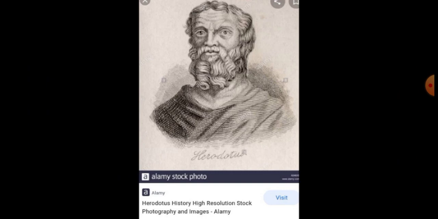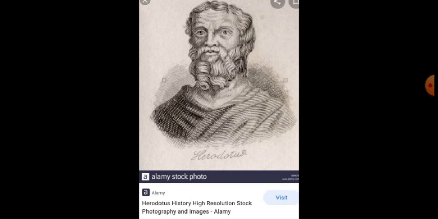Okay, the first one is prehistory. Pre means before, that means in the early period of history. Just you listen. Prehistory is the vast period of time before written records or human documentation.